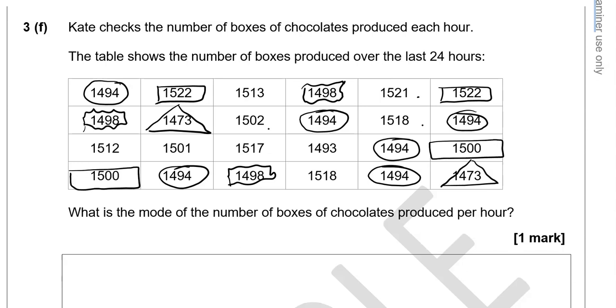So basically we can see the pattern. The number that occurs mostly is 1494.